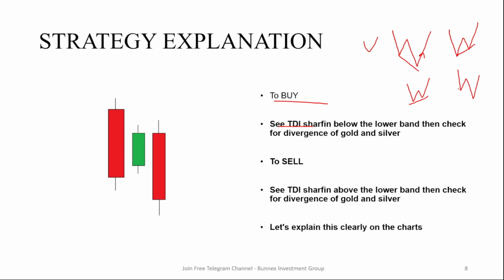There's also a divergence like that. So if this is the case, it is confirming for us to buy. So to sell, the TDI shark fin must be above the bands, then check for divergence of gold and silver. Same applies with what I've explained.